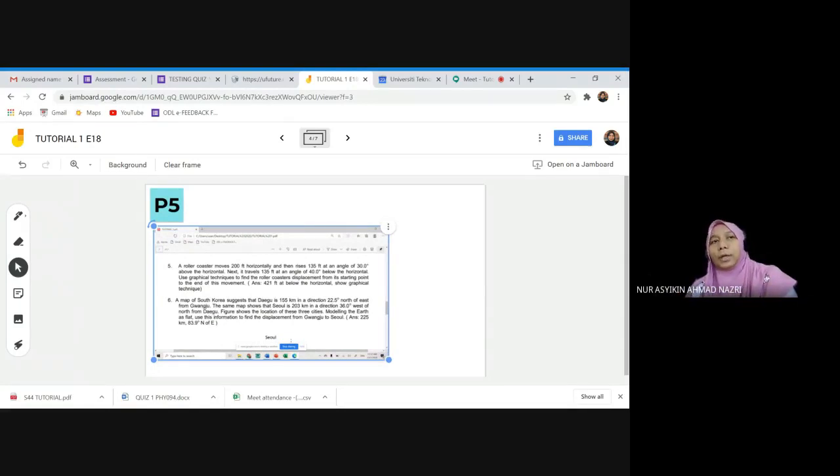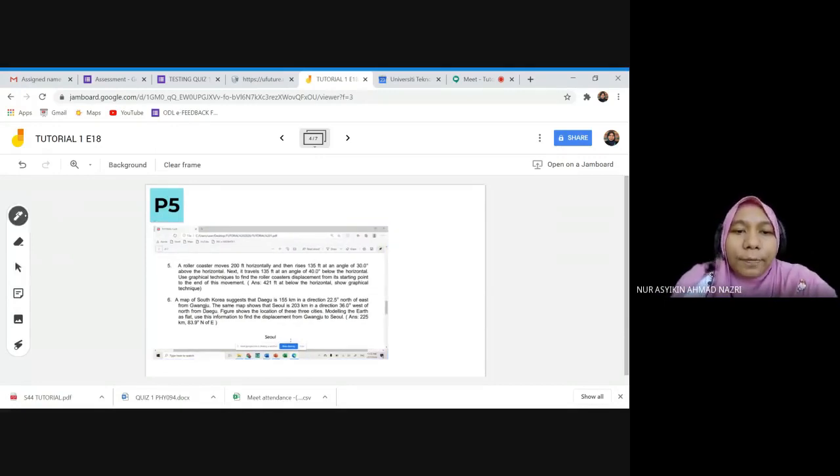So since this is a vector punya soalan, kita kena ada magnitude and direction. So you can label it as a vector. So let's say we have the first statement here, we have 200 feet horizontally. So this one dah boleh label sebagai vector A. Dia dah complete dah. 200 feet is the magnitude, horizontally is the direction, which is in this direction, 200 feet.